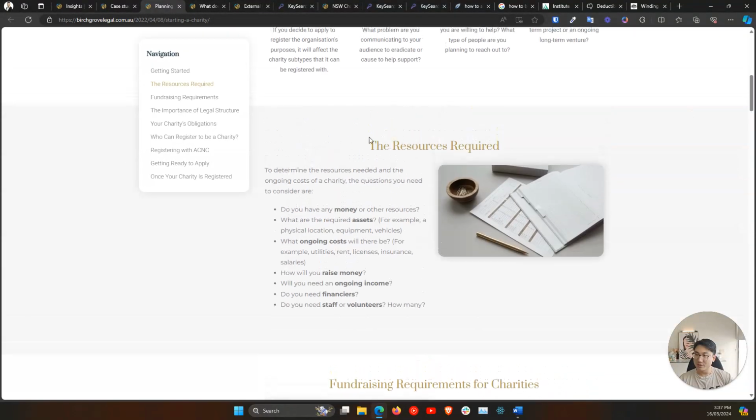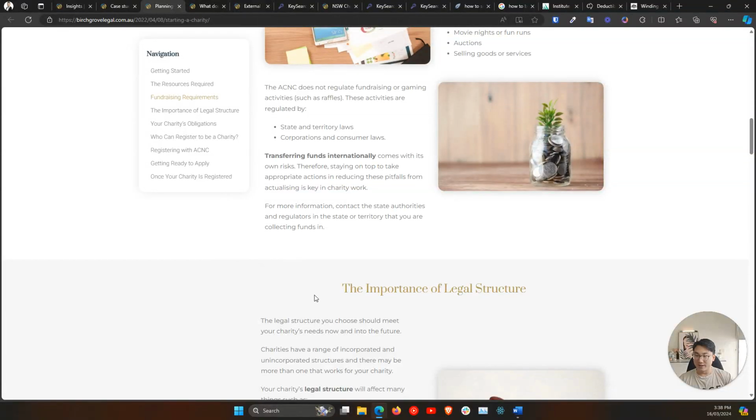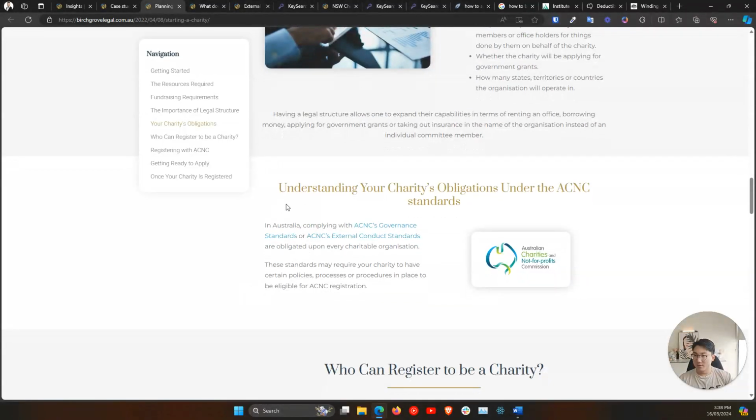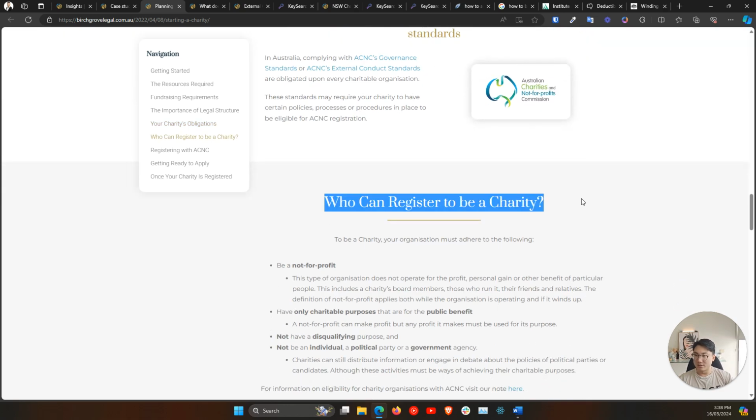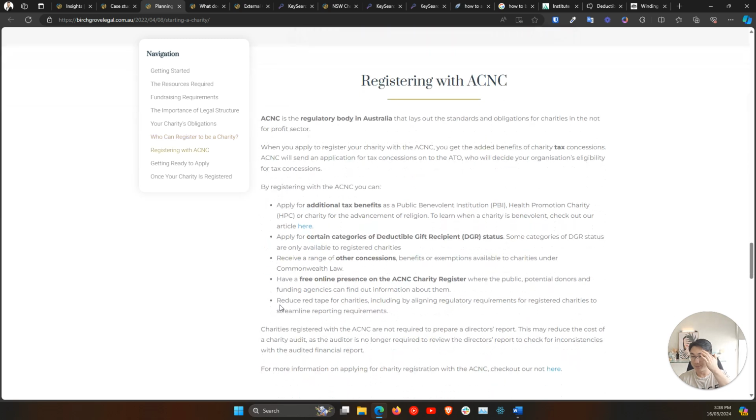And also, these subtopic headings are very clear and simple to understand, because this one's clearly talking about legal structure, right? This one's clearly talking about obligations that you need to consider. This one's clearly talking about who can register. It's very clear, straightforward. I really like that. This is a good example.